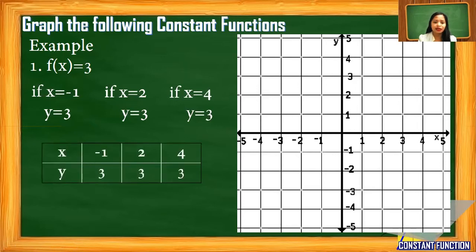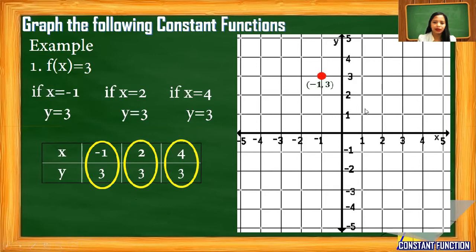Now, let us put this in a table of ordered pairs so that we can easily get the points for our Cartesian coordinate plane. We have 3 ordered pairs: negative 1 and 3, 2 and 3, 4 and 3. Let's start with negative 1 and 3 and plot it in our Cartesian coordinate plane. Here we have negative 1 and the value of our y is 3. For the second point, we have 2 and 3. The value of our x is 2 and the value of our y is positive 3. The next ordered pair is 4 and 3. So we have the value of x as 4 and the value of our y is 3.